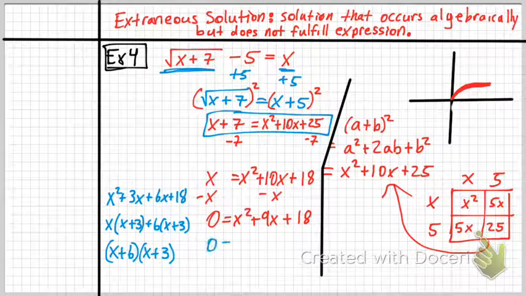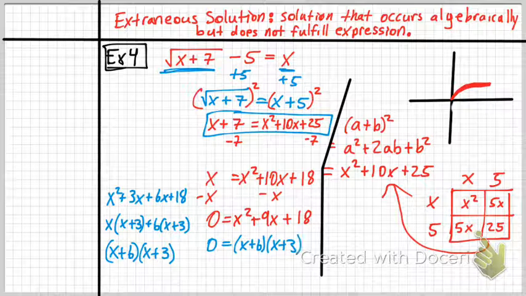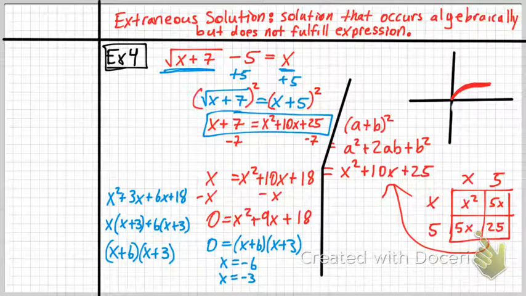And so my two factors are going to be x plus 6 and x plus 3. So I get 0 is equal to x plus 6 times x plus 3. And I'll get that x is equal to negative 6 or x is equal to negative 3. Alright, and then this is where the extraneous solutions come into play. So I'm going to go ahead and turn to the next page, but go ahead and continue doing this work below where we are at right now.